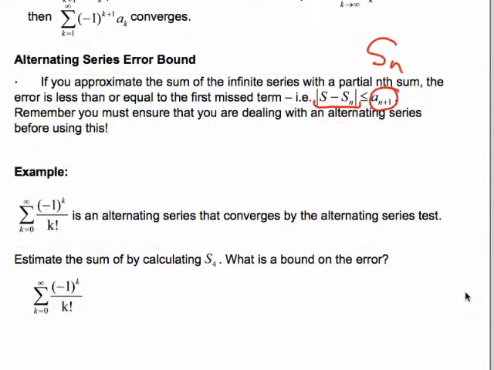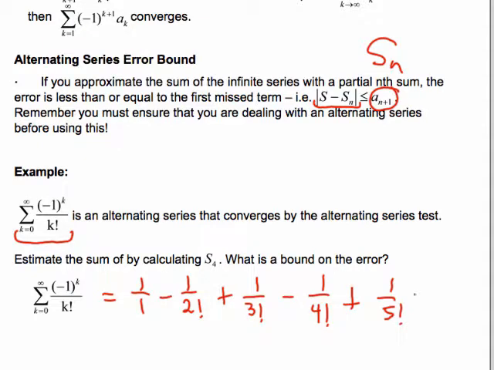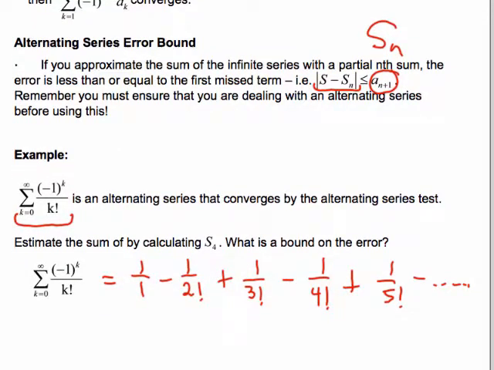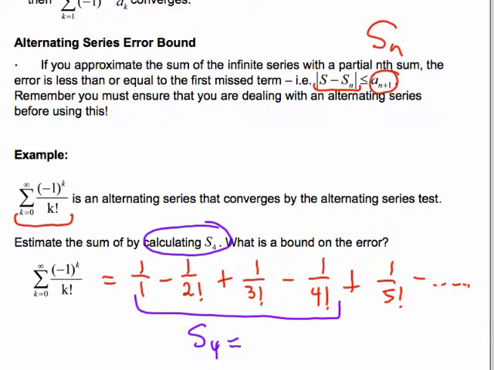Just as a review of that, I have here an alternating series which I've already checked for convergence. It does converge by the alternating series test. And what I want to do is estimate the sum of this series. If I write some of the terms out, I'm going to estimate the sum by calculating the sum of the first 4 terms. And I've done that in advance. The sum of those 4 terms would be this.